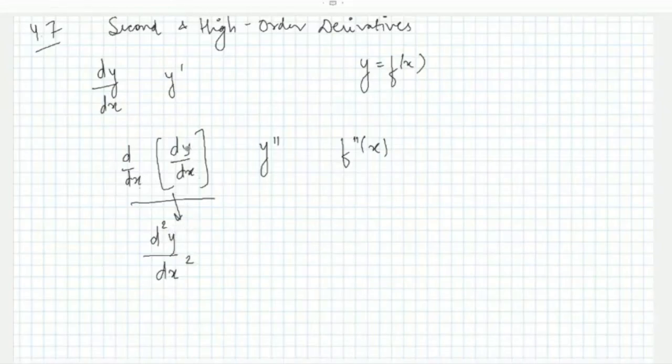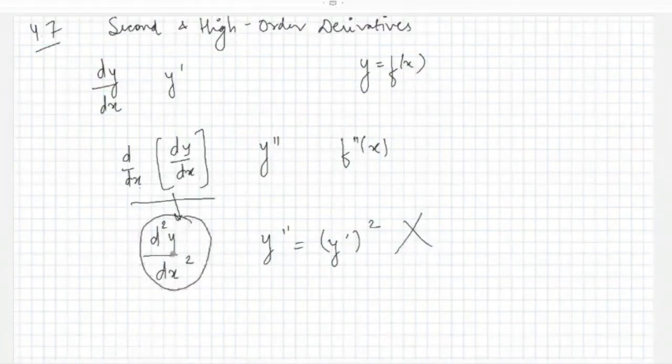But obviously आप यहाँ पे dy by dx का स्क्वायर नहीं कर रहे हो. y double prime is not equal to y prime whole square. That is incorrect. That is not what you're doing. इस नोटेशन का मतलब ये नहीं है कि आप dy by dx का स्क्वायर कर रहे हो. इस नोटेशन का मतलब है कि आप dy by dx को दोबारा से डिफरेंशिएट कर रहे हो.